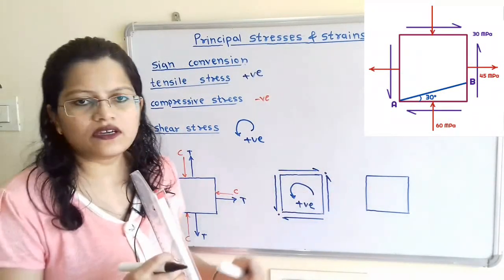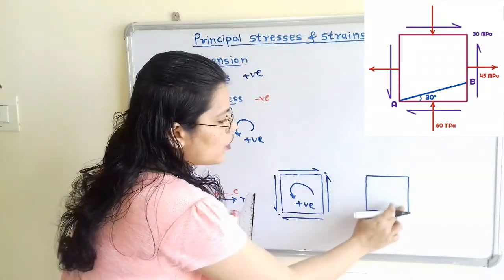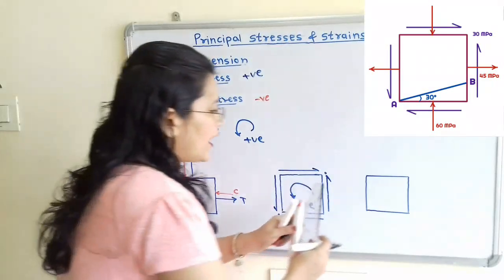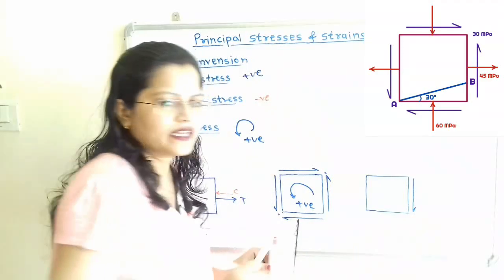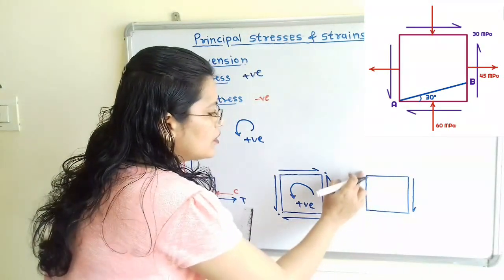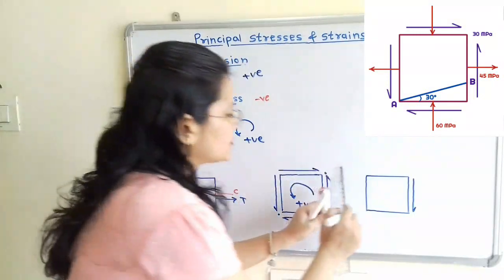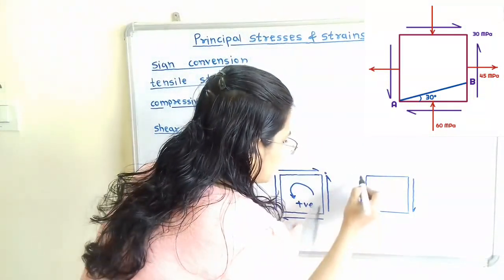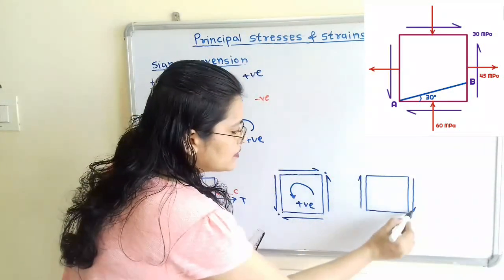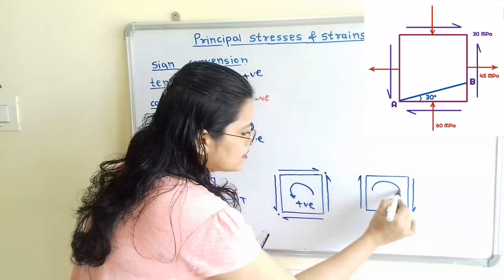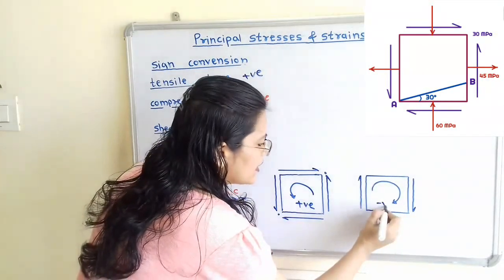Now we will move to the next type, that is the clockwise direction. Again we have to concentrate on this face. At this time, the arrow is in the downward direction. Now we have to show for the opposite face. The opposite face arrow is in the opposite direction, that is in the upward direction. Now if I move the compass in the direction of these two arrows, then here is the clockwise direction, and we have to use the negative sign.